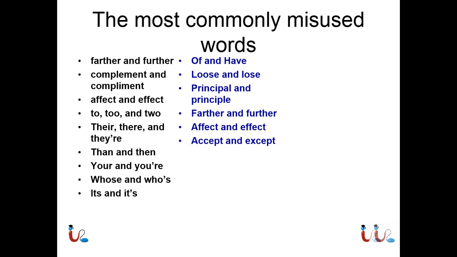The last ones, accept and except, mean two very different things. Accept means to agree to something. Except with an E means everything except something, okay? So, I accept the terms and agreements. We've all done that. The next one, except: I agree to all the terms and conditions except this one. Except with an E means everything except one. Accept with an A means that you agree to something.